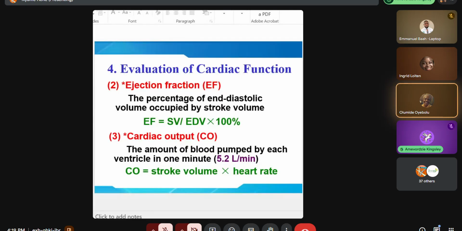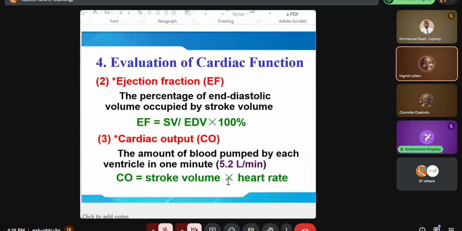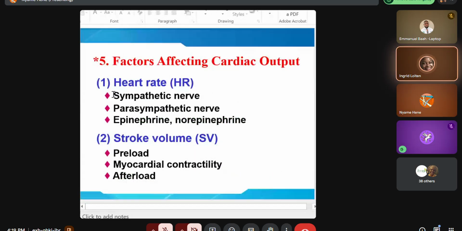Okay. So Prof, that's what I really meant, that as the volume varies, high and low, it affects the cardiac output. Exactly. That's it. That's what I meant to say.